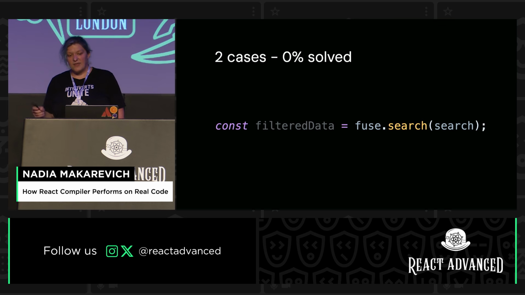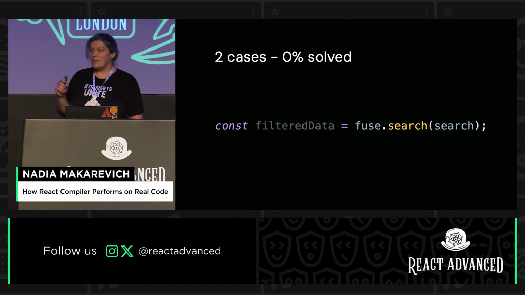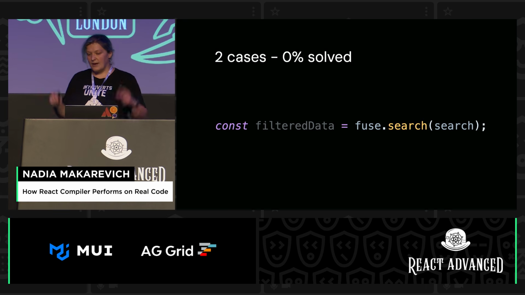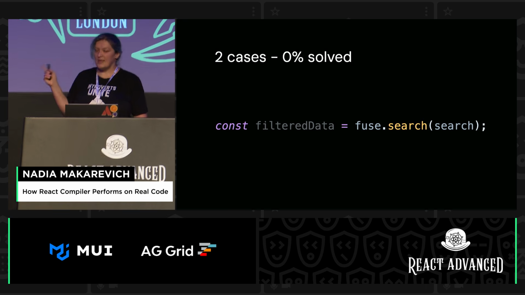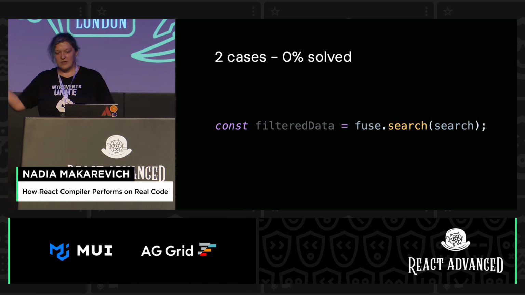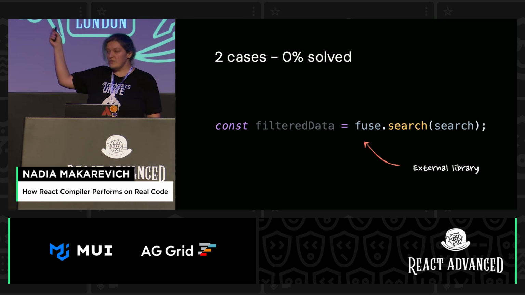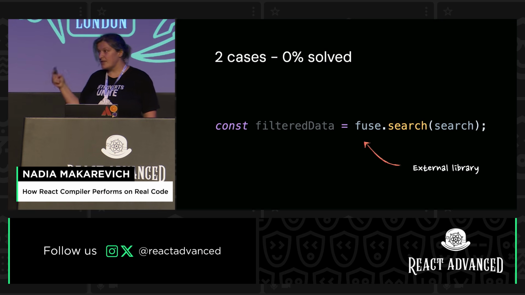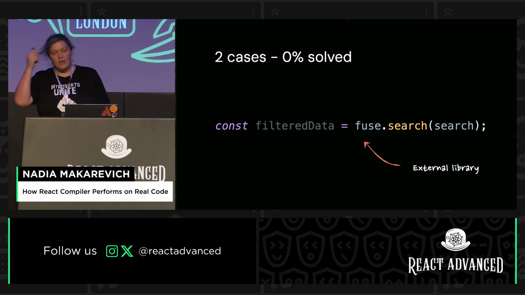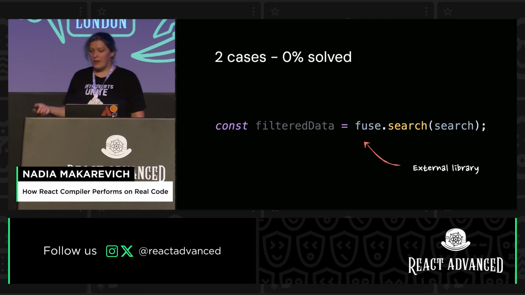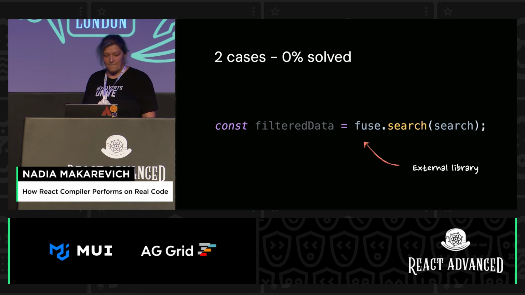The cases where nothing was fixed were the most interesting ones, because the compiler bailed on the entire component because of this line and this line only. I never even used the filtered data. I just added this line, and it just, oops, I cannot do it. And the problem here is that Fuse is an external library that does search for you. So the most likely reason here is this library is just doing something deeply incompatible with the compiler, unfortunately.